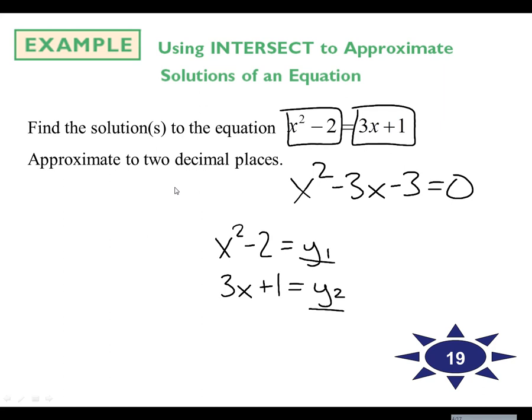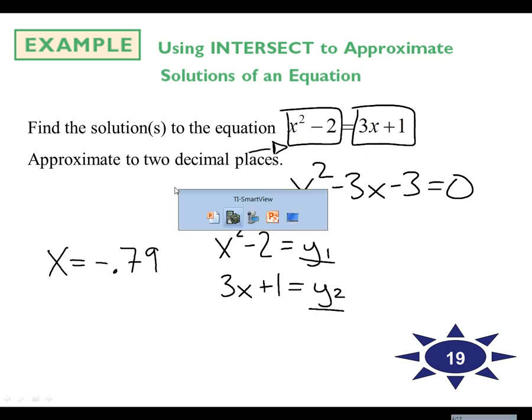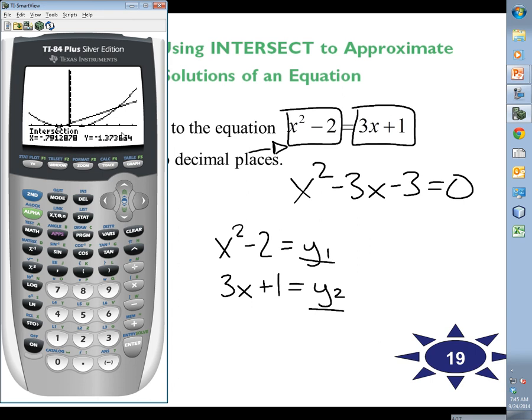So x equals negative 0.79. And remember, in the original problem, there's no y's at all. So even though in the graphing calculator we have a y value, we're not solving for the y. We're solving for the x. So we want the x value here.